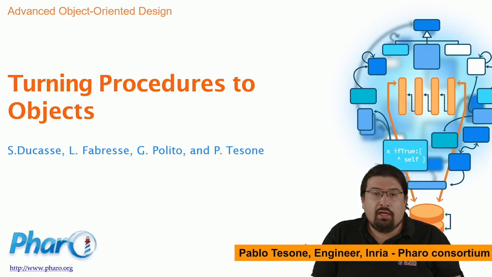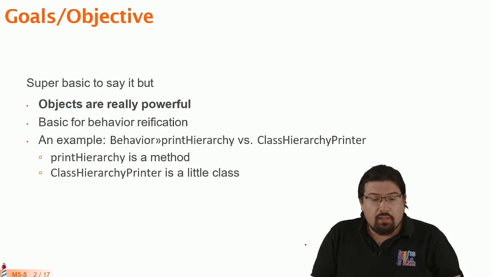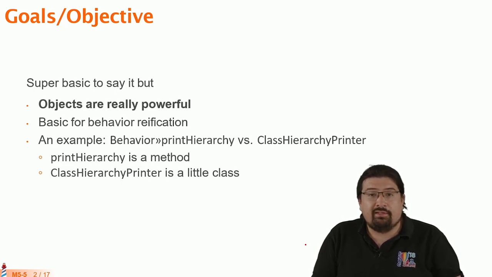We are going to analyze in this lecture how to turn procedures into objects and what the advantages of this are. The goal for this lecture is to present the idea that objects representing procedures, representing algorithms, are really powerful and we want to use them when we need complex algorithms.